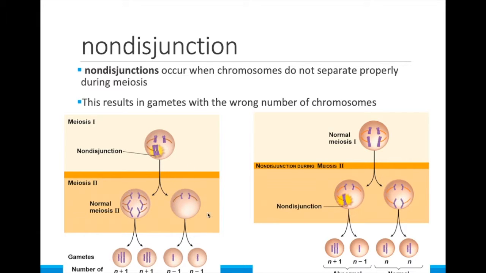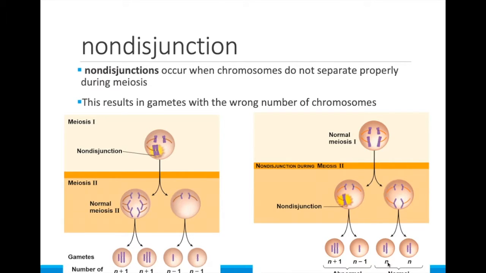In meiosis 2, we can also see a non-disjunction. So over here, this one separates like it's supposed to. But in anaphase, this one doesn't separate. So this cell is going to end up with two copies of this chromosome. And this cell is going to end up with no copies of that chromosome.